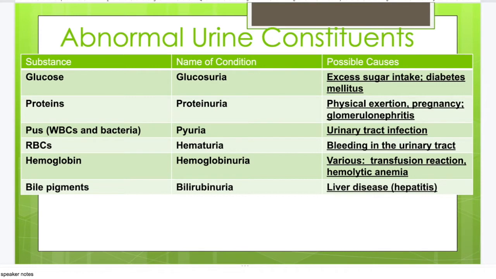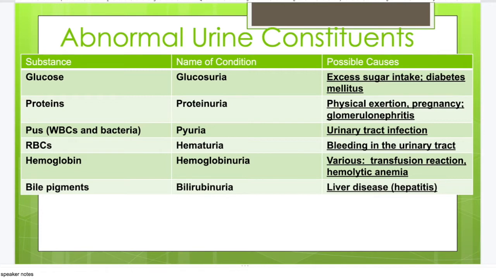Proteins should not be found in urine. If they are found, it could be a sign of physical exertion. So maybe somebody worked out very intensely and then had a urinalysis test. It could be a sign of pregnancy, or it could be a sign of a condition called glomerulonephritis. We will be looking at diseases related to the urinary system. That's one that we'll look at when we cover those diseases.